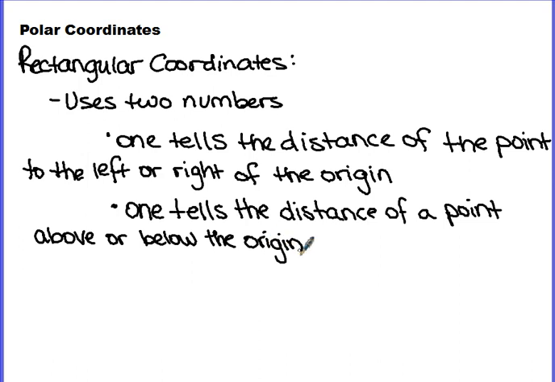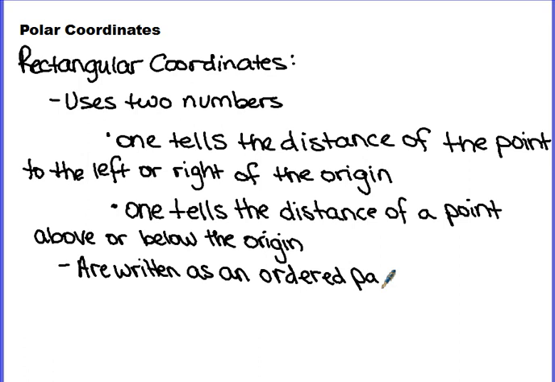All right, so in rectangular coordinates, we have two numbers. One tells the distance of the point to the left or to the right of the origin. The other tells the distance of the point above or below the origin. These two numbers are written as an ordered pair. And instead of using an x, y value, we're going to use the letters R and U. So it's an R, U value.